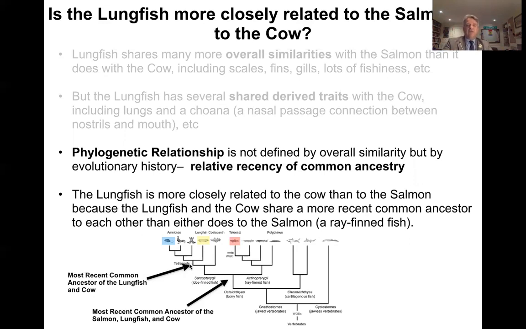So here's the common ancestor of the lungfish and the cow, and here's the common ancestor of the salmon, lungfish, and cow.